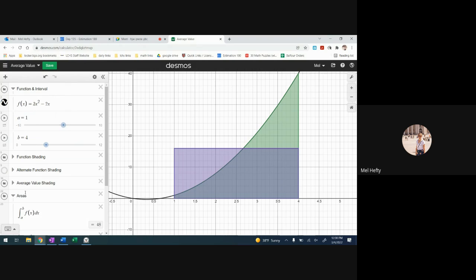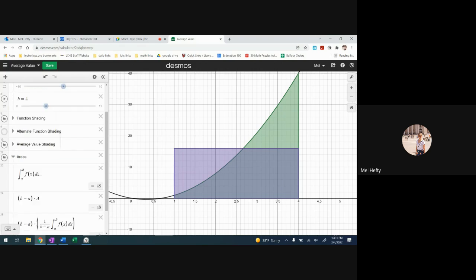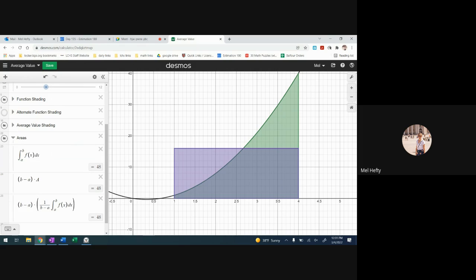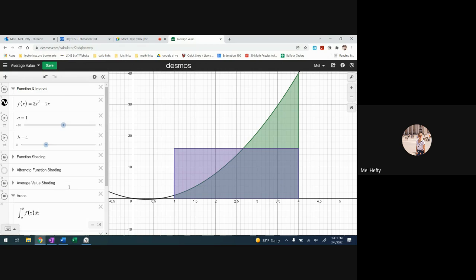Also note that the green area, the purple area, what I'm claiming is those are exactly the same area. That's the 48 that we got. Notice here, I'm using our average value, that 1 over b minus a, to find that 16. Yep. So that would be how you could find the area of the rectangle. So our job is really to find the 16.